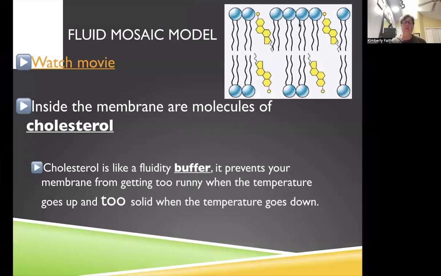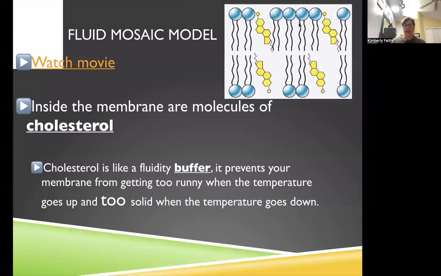It's really cool. It really kind of gives you a better visual as to why we call the cell membrane or the plasma membrane. Those two words are used interchangeably. And why we call it a fluid mosaic model.